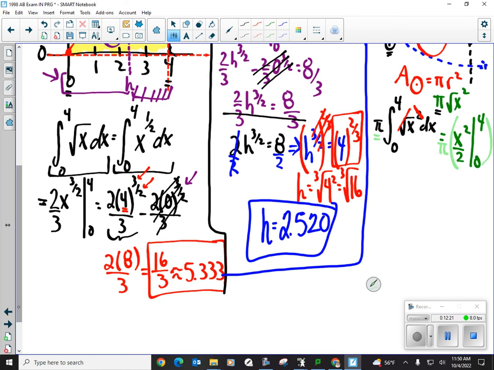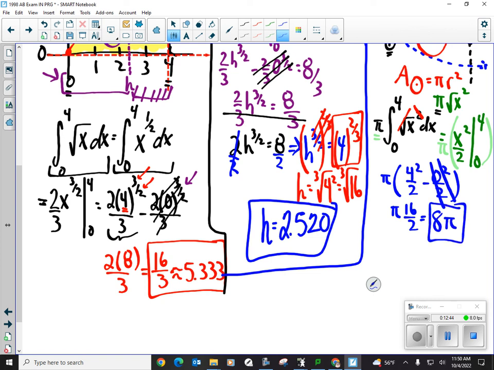Let's keep on trucking. We're doing good. So I've got pi times 4 squared over 2 minus 0 squared over 2. Love it. Zeros go away. And I get pi times 16 over 2, which is just 8 pi. That's fine. The volume is 8 pi. Done. That wasn't too bad at all.